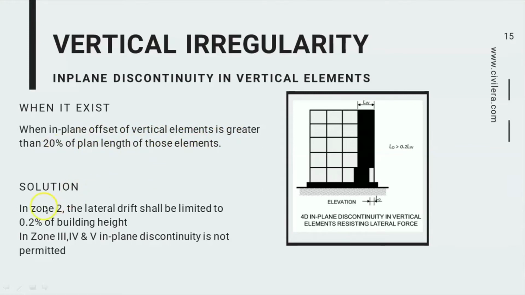In that case, in zone 2, the lateral drift shall be limited to 0.2% of building height. The total lateral drift cannot be more than 0.2% of building height in any floor. In zone 3, 4 and 5, in-plane discontinuity is not permitted. So this is not allowed in zone 3, 4 and 5.